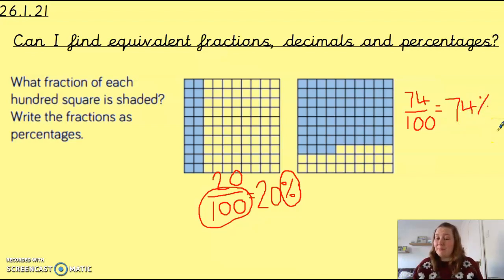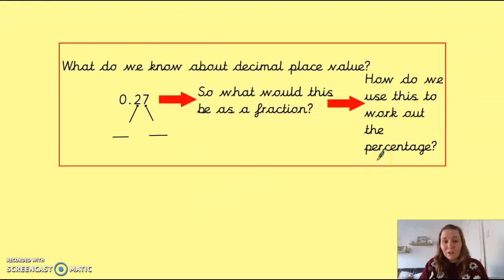Okay, so hopefully you picked up that yesterday and you were fine with it. That's a quick recap. We're going to need it again today, but we're going to add in decimals. So have a look at this decimal here. I have got 0.27. I want you to think, what do we know about decimal place value?